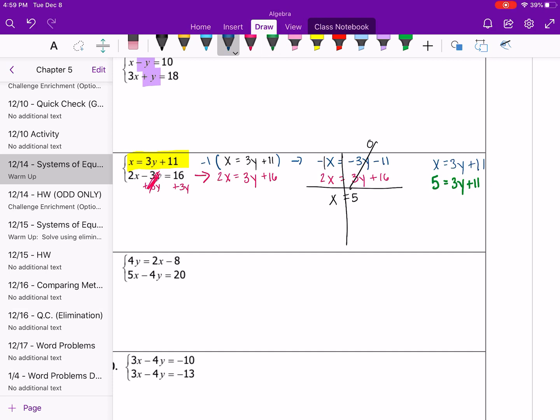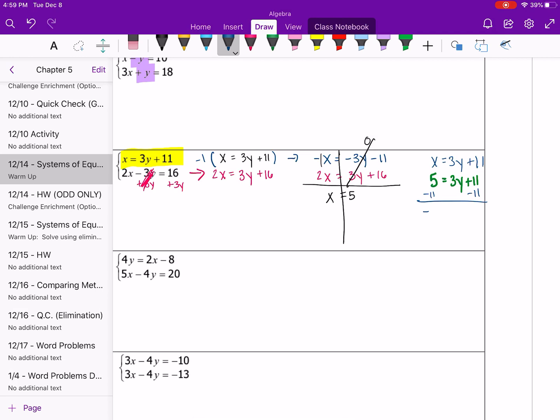So I want to isolate that y. I'm going to get my numbers all on this side. That would give me negative 6 equals 3y. To isolate that y, I want to get rid of that 3. Y equals negative 2. I'm going to take my x, take my y, and write it as a nice coordinate point, because that's how we write our solution to a system.